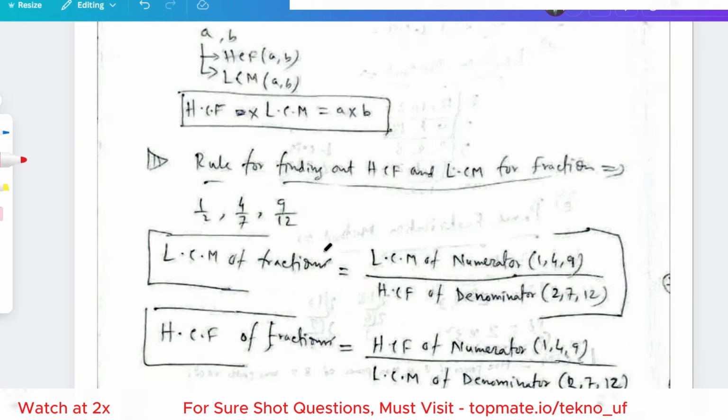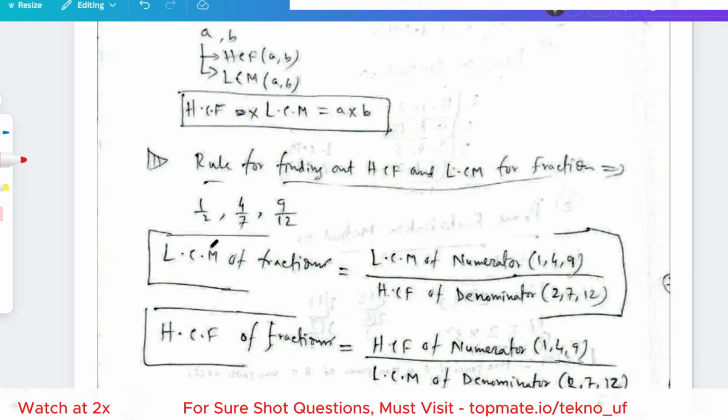Okay, so the rule for finding the HCF and LCM of fractions, for example 1 by 2, 4 by 7 and 9 by 12. If you want to find the LCM of these fractions, then the rule will be: LCM of the numerators and HCF of the denominators.